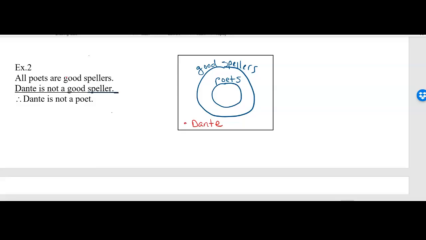The conclusion is, can we say he's not a poet? Absolutely, because he can't go inside the poet circle. This would be a valid argument. Again, only testing the validity.